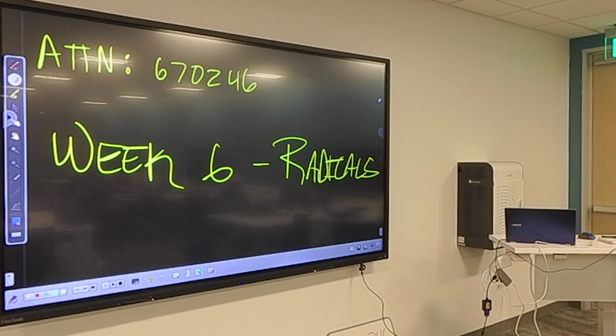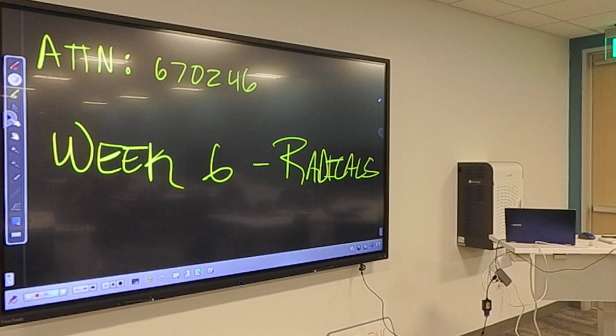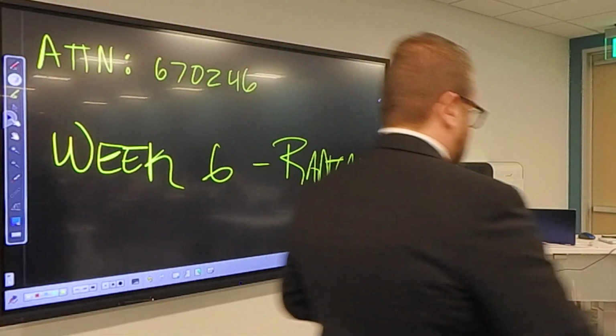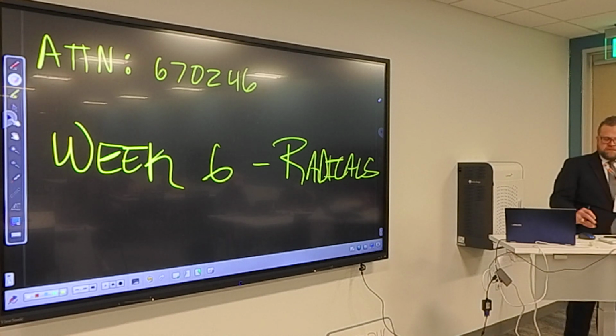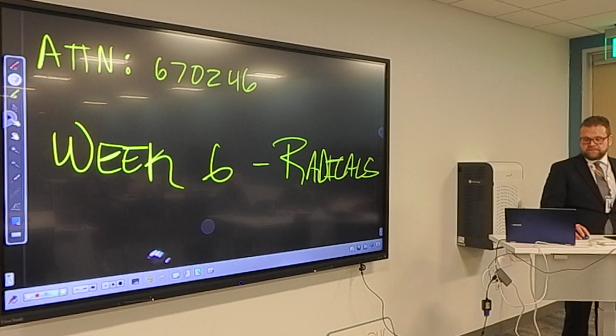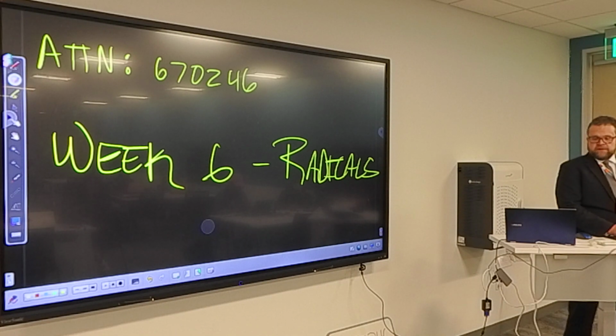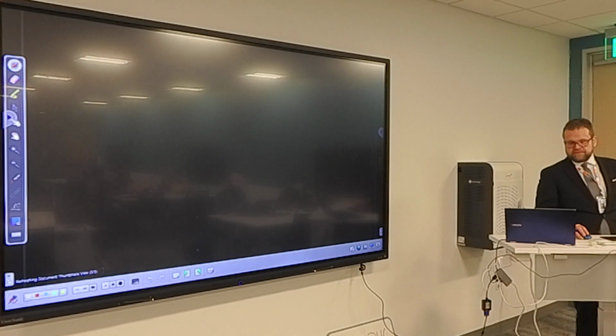The topic is radicals. They are easy. You will find that the material this week is far easier than the previous week. Let us start with, as usual, some definitions.